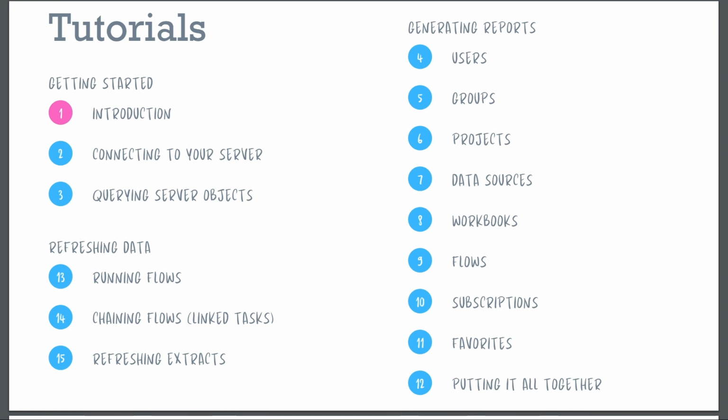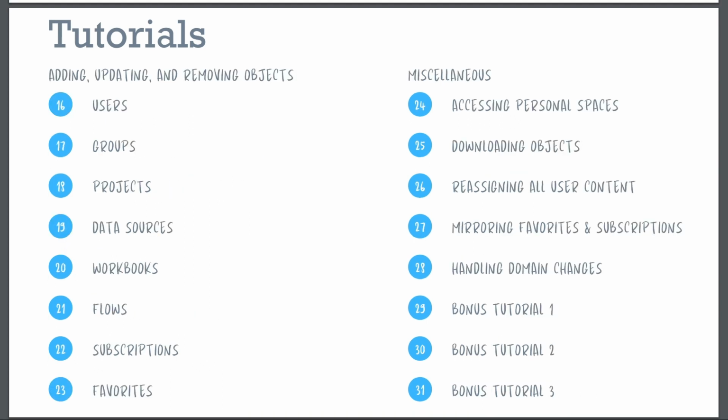At the end of this series of videos discussing report generation, I'll show you how to put it all together into a single report. The 3 videos following the discussion on creating reports will be dedicated to refreshing data sources produced by the execution of a flow and by extract refreshes. Subsequent tutorials focus on modifying objects on your server and various tasks that I have bucketed into a miscellaneous section. Based on the feedback of viewers and their questions, additional tutorials will be added.